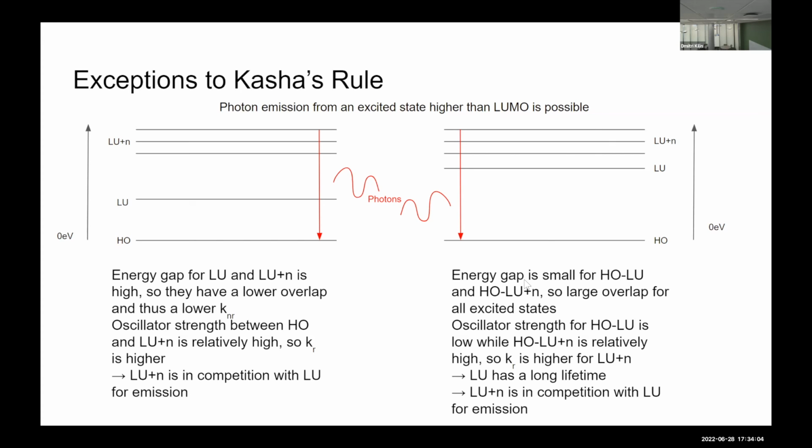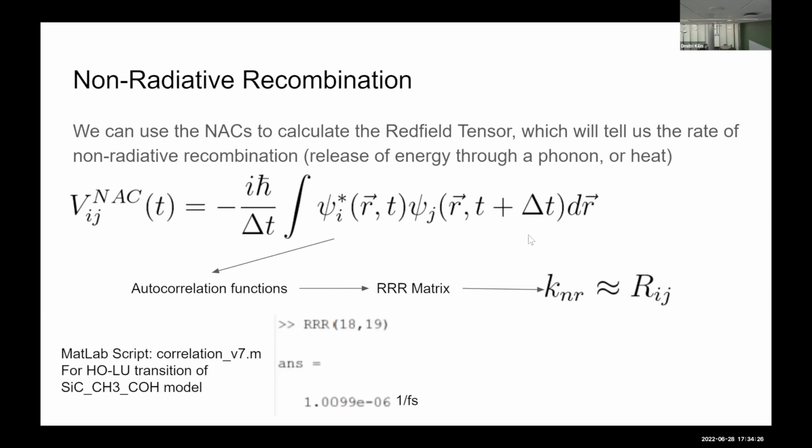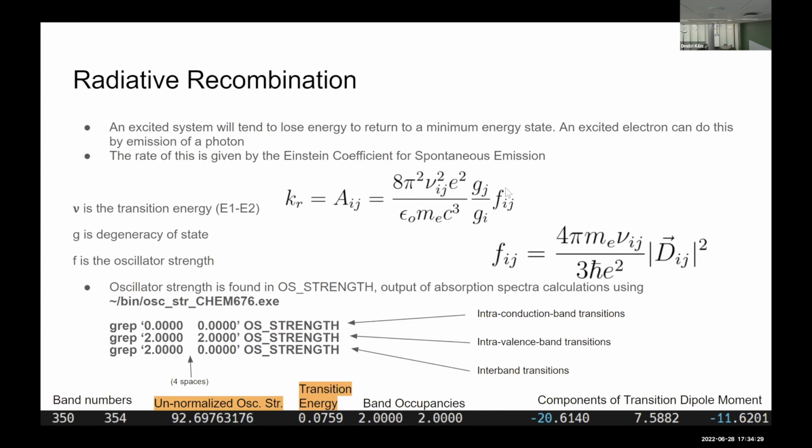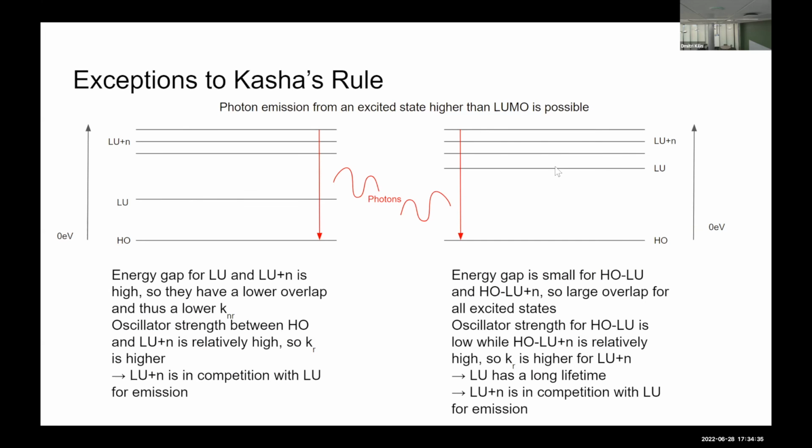A better example is this one off to the right, where the LUMO is very close in energy to all of these higher excited states. If you put a photon up to this higher excited state, and LUMO has a relatively low oscillator strength connection to HOMO, the KR is going to be low because its oscillator strength will be low. So we will be about just as likely to see a transition from HOMO to LUMO releasing a photon as a higher LUMO state releasing a photon.